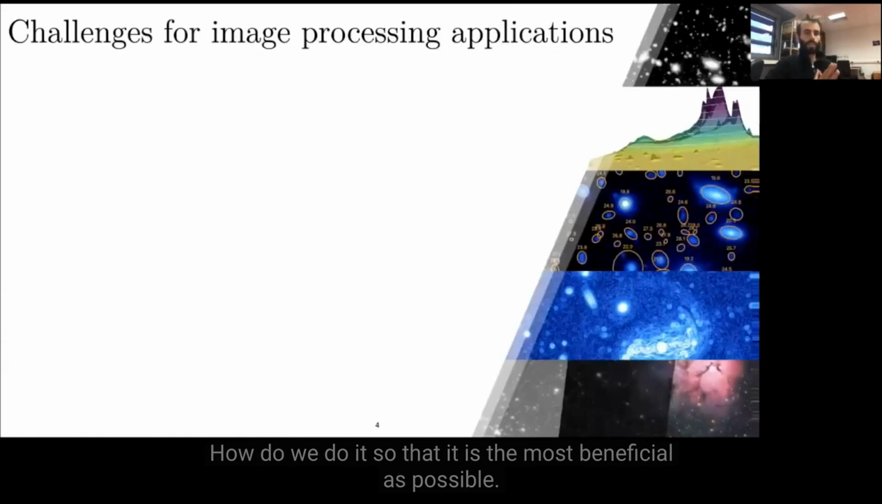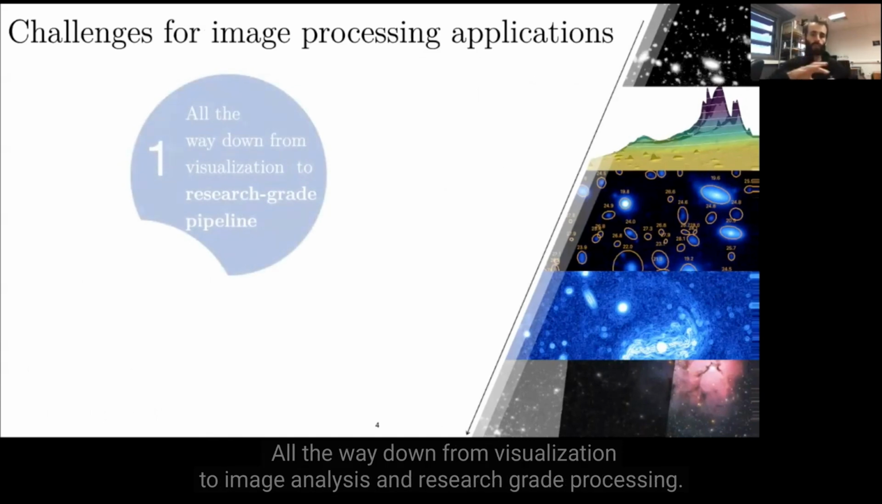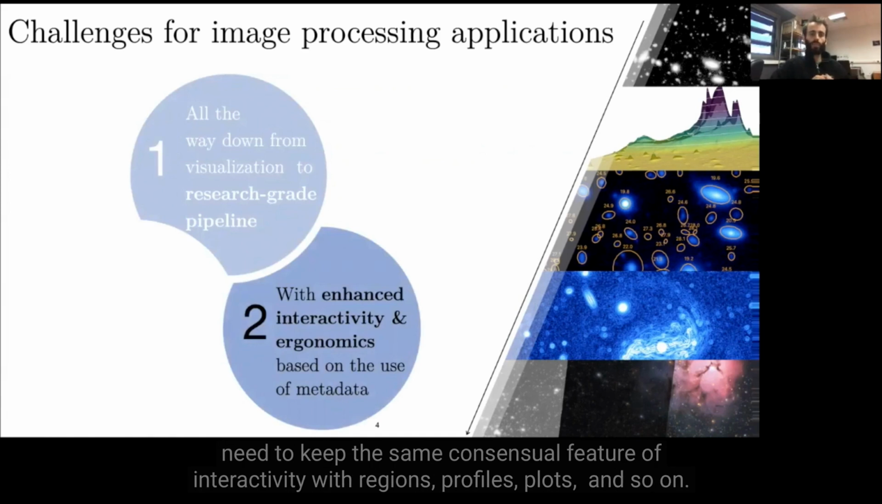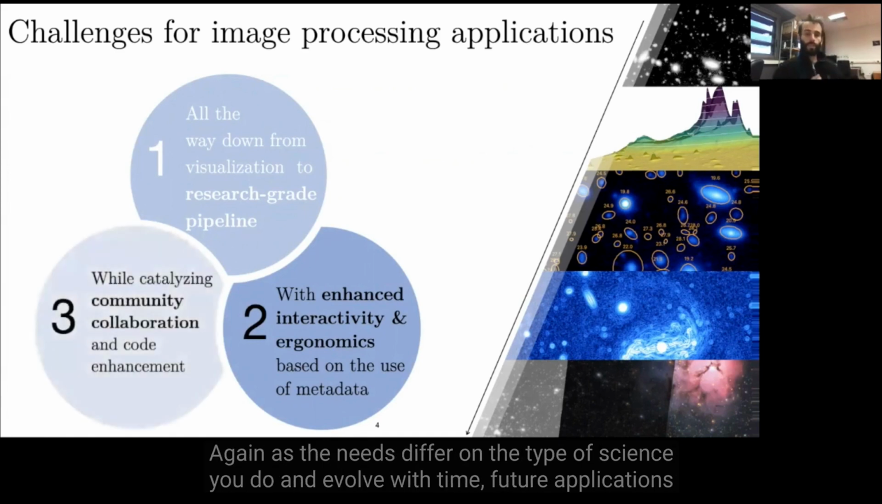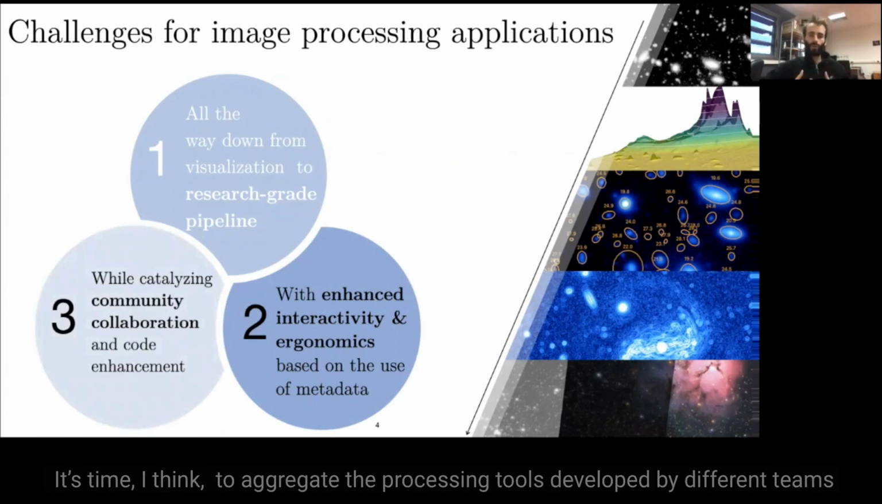So how do we do it so that it is the most beneficial as possible? Image processing applications will need at some point to allow the entire succession of processing, all the way down from visualization to image analysis and research-grade processing. Second, as all FITS viewers converge toward high interactivity, processing software needs to keep the same consensual feature of interactivity with regions, profiles, plots, and so on. And again, as the needs differ on the type of science you do, and evolve with time, future applications need really to catalyze community collaboration and code enhancement so that it is easier to follow the evolution of the needs.